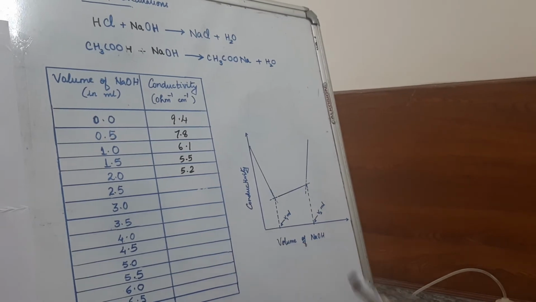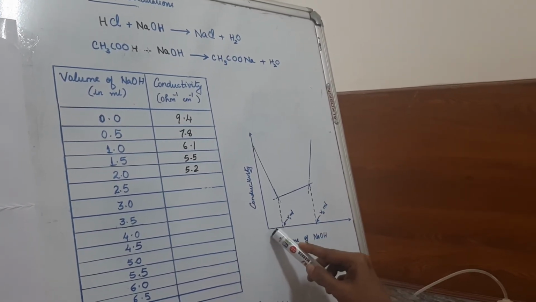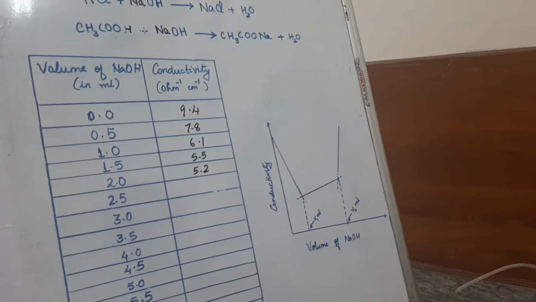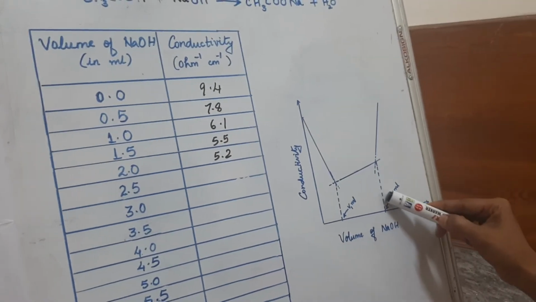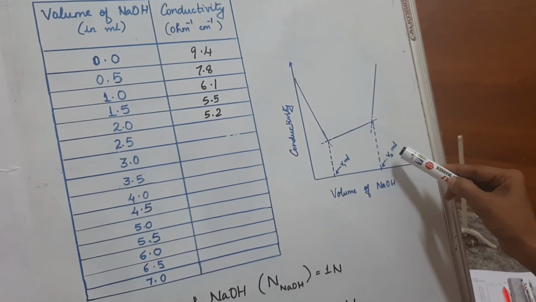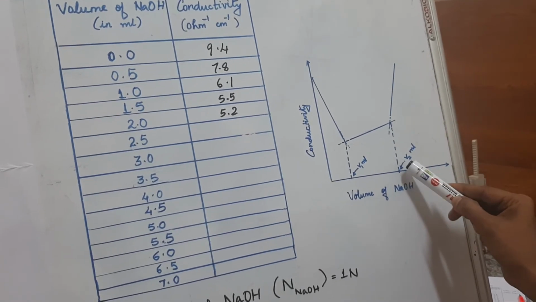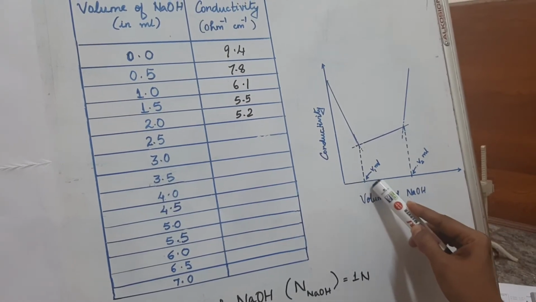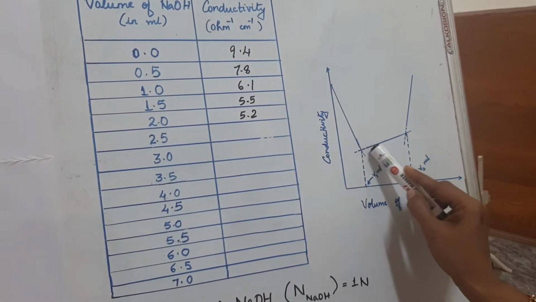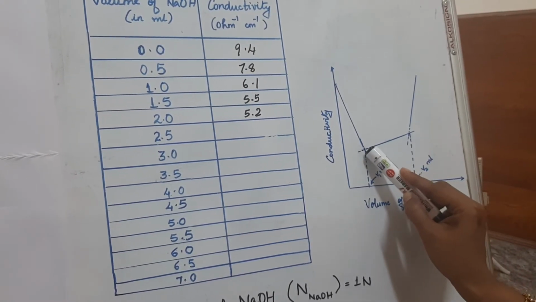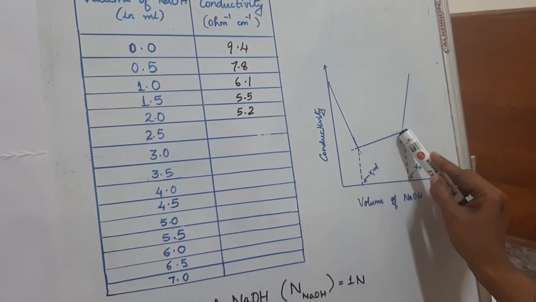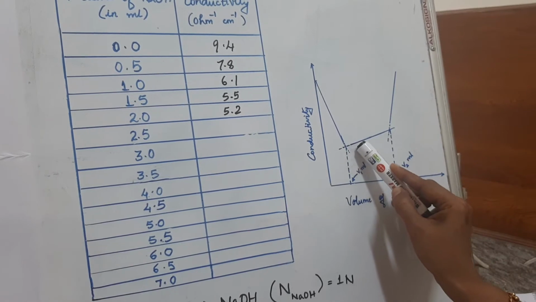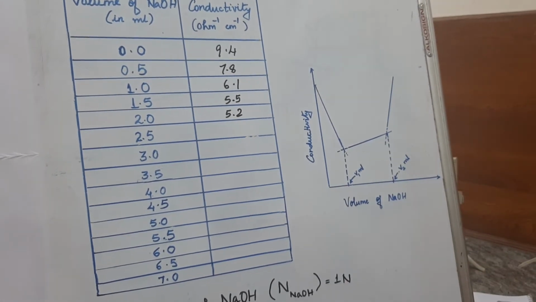Now this volume, V1, corresponds to the volume of NaOH that is required to neutralize the strong acid present in the mixture, and this one, V2, corresponds to the volume of NaOH required for neutralizing acetic acid. Actually V2 minus V1 will give you the volume of NaOH required for neutralizing acetic acid, because this part indicates the conductance of acetic acid. From here the acetic acid conductance starts. So V2 minus V1 gives you the volume of NaOH required for neutralizing the acetic acid present in the mixture.